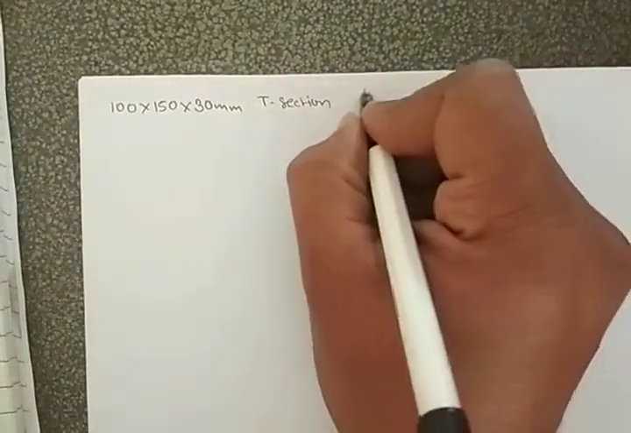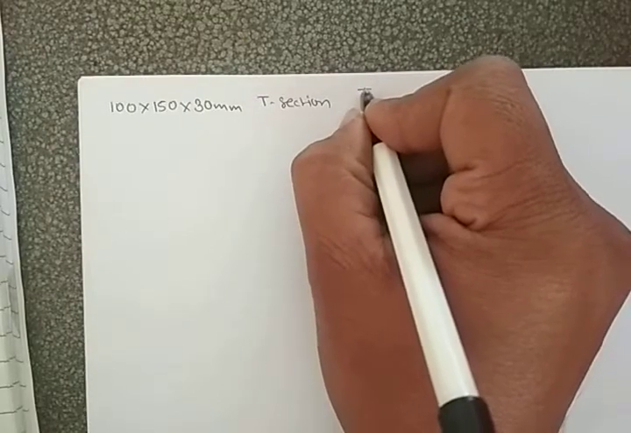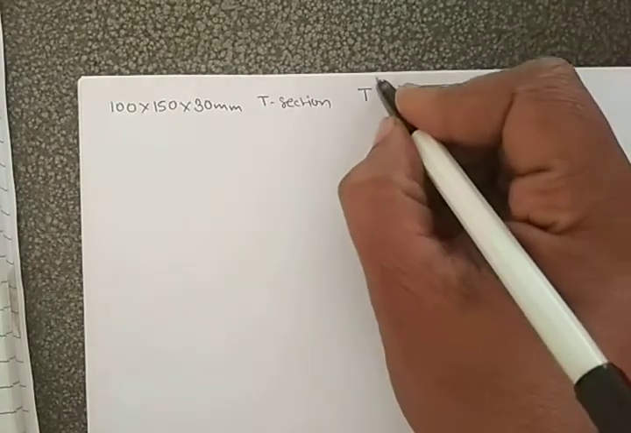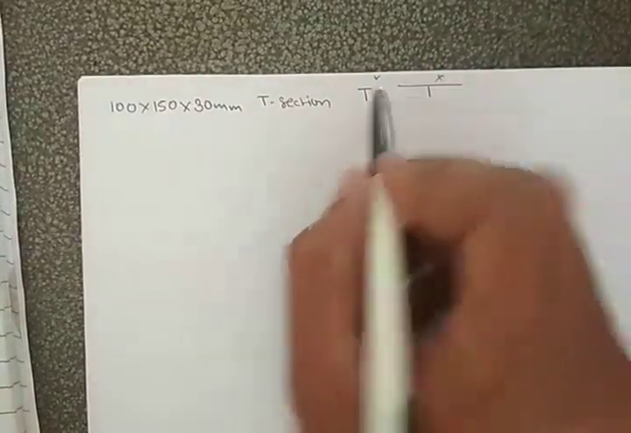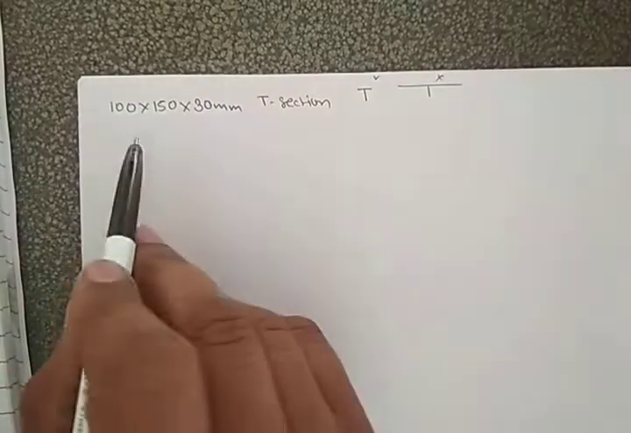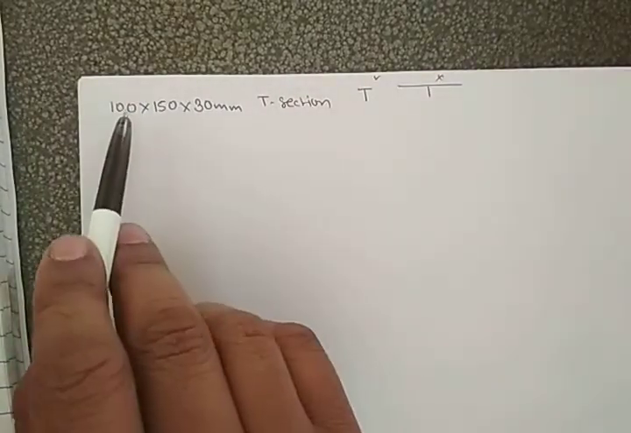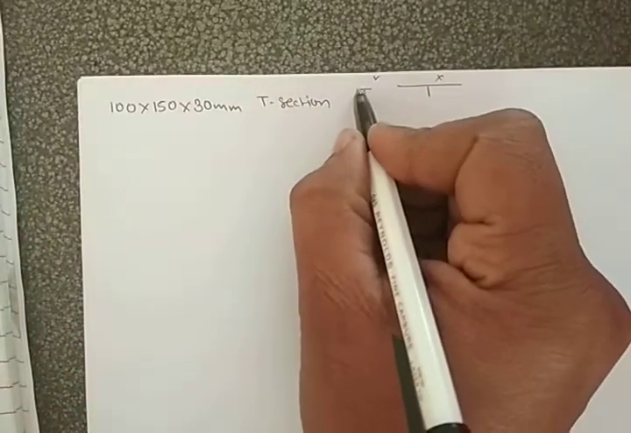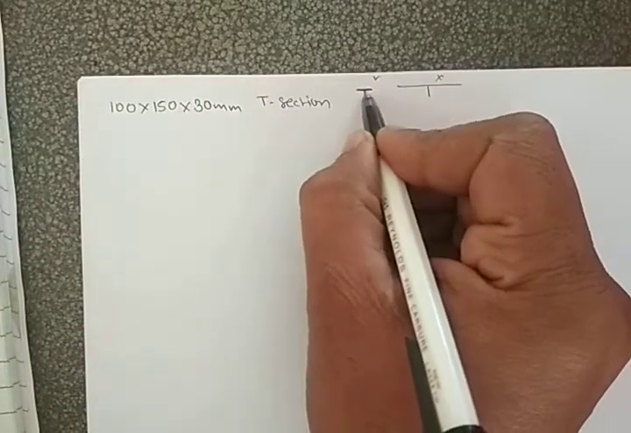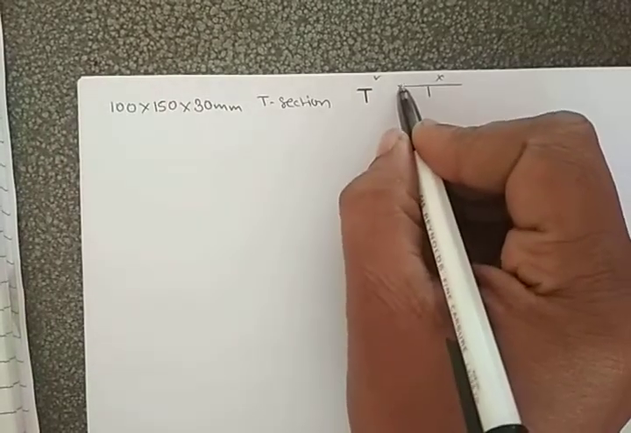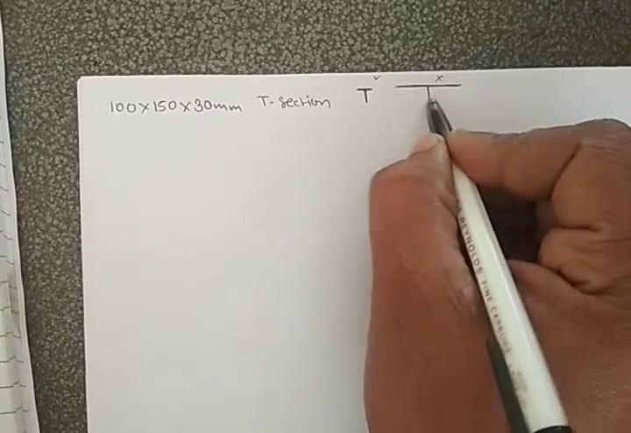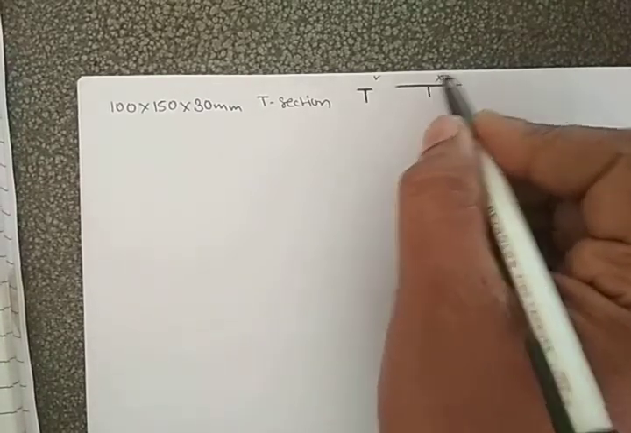Now generally while drawing a T, how will you draw? Like this or like this? Which one is correct? This one is correct. This is wrong. So if you see the dimensions, which one will be the dimension of the section? Obviously this will be 100 and this will be 150. If you think this is correct, then this will be 150 and this will be 100, but this is the wrong type. No, this is a wrong T.